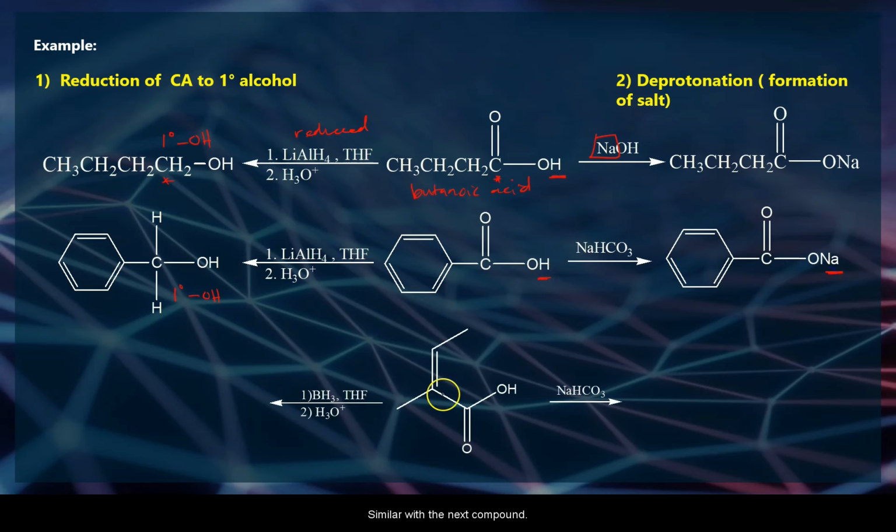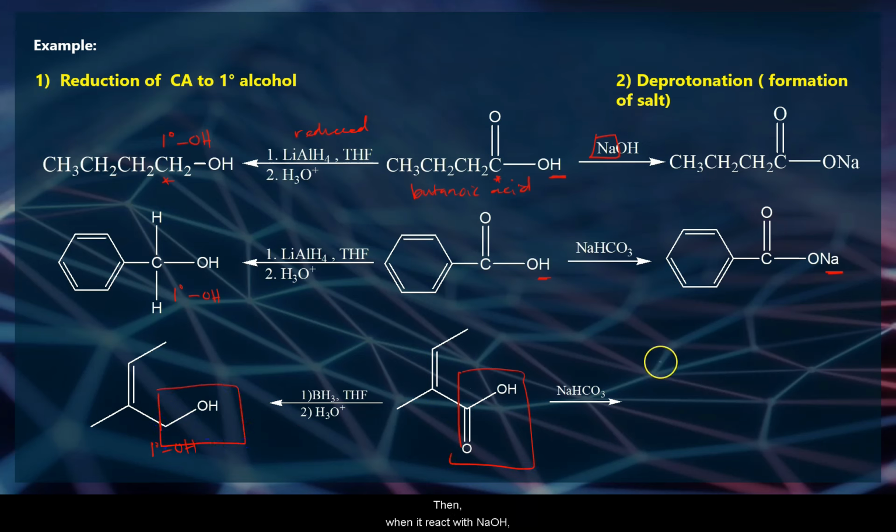Similarly with the next compound, this carboxylic acid goes through reduction to form primary alcohol. COOH will be changed into CH2OH. Then, when it reacts with sodium hydroxide, it will form carboxylate salt. Simply change the hydrogen at the hydroxyl group with sodium.